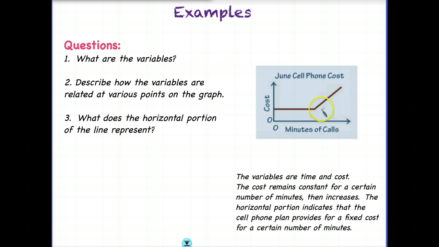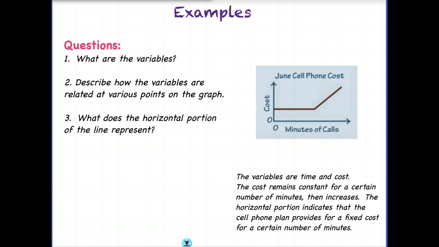Then it increases. So as far as these variables relating to each other, the cost remains constant for a certain period of time and then increases over time. Okay, so what does the horizontal portion of the line represent? Well, if you think about cell phone plans, the horizontal portion most likely indicates that the cell phone plan provides for a fixed cost, a certain fixed fee, maybe $10 for the first 100 minutes, and then after that you have to pay per minute. Your cost goes up. Okay, so that is what we can interpret the horizontal portion of the line to represent.